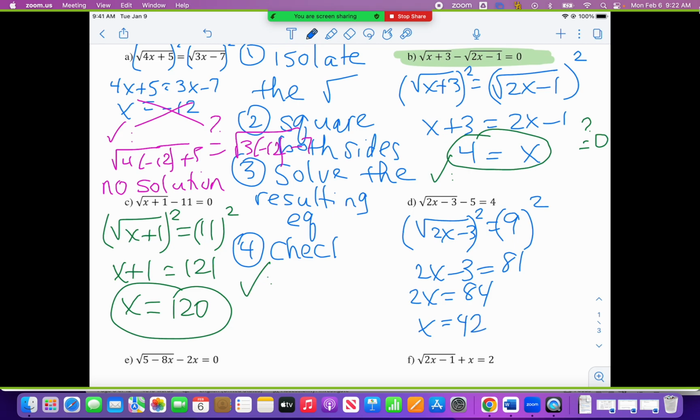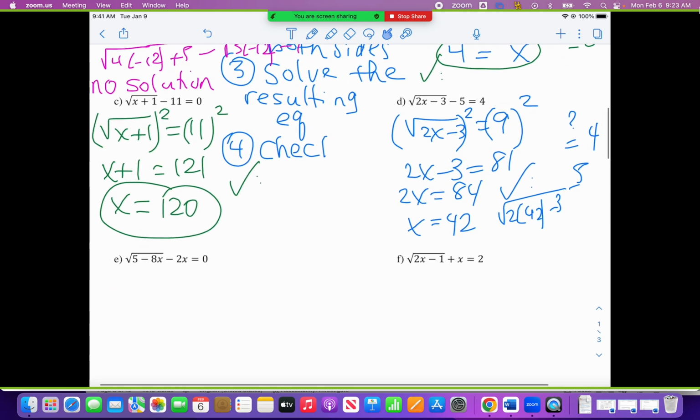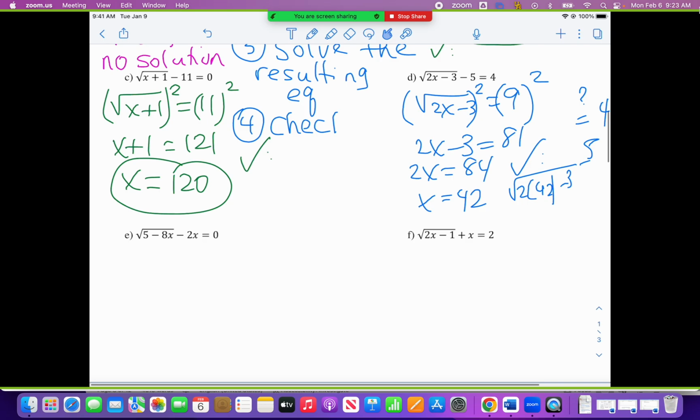And then, Cal, what's step 4? Plug it back in to check. So I'm going to get 2 times 42 minus 3 minus 5, and I want to know, does that equal 4? So that's the square root of 81, which is 9 minus 5, and that does work.